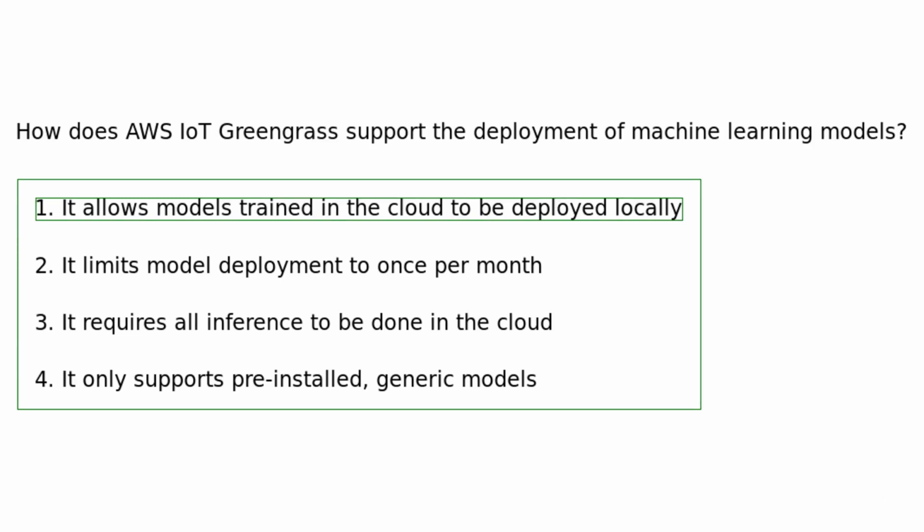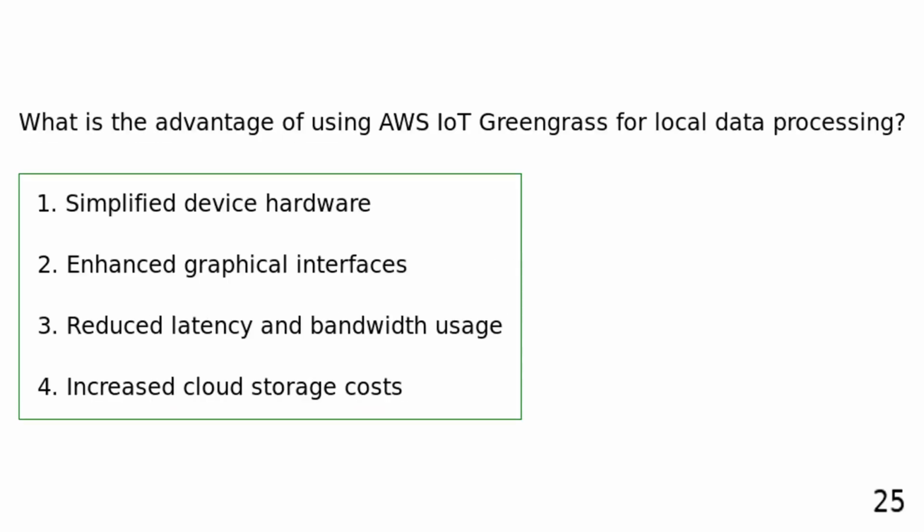AWS IoT Greengrass supports deploying machine learning models trained in the cloud to run locally on Greengrass core devices, enabling intelligent decision-making at the edge. What is the advantage of using AWS IoT Greengrass for local data processing? Simplified device hardware. Enhanced graphical interfaces. Reduced latency and bandwidth usage. Increased cloud storage costs.